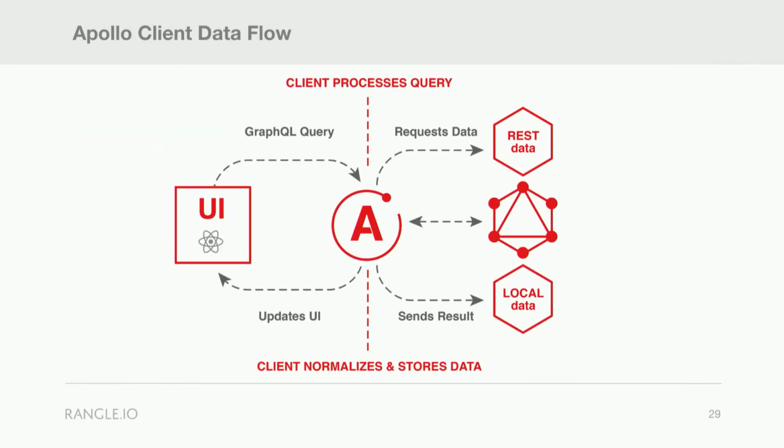So now if we look at our updated data flow, we have a REST and local cache that we can query the same way we would query the server. And this is great because it offers that same consistency. We're not having to do anything drastically different in order to get that functionality.